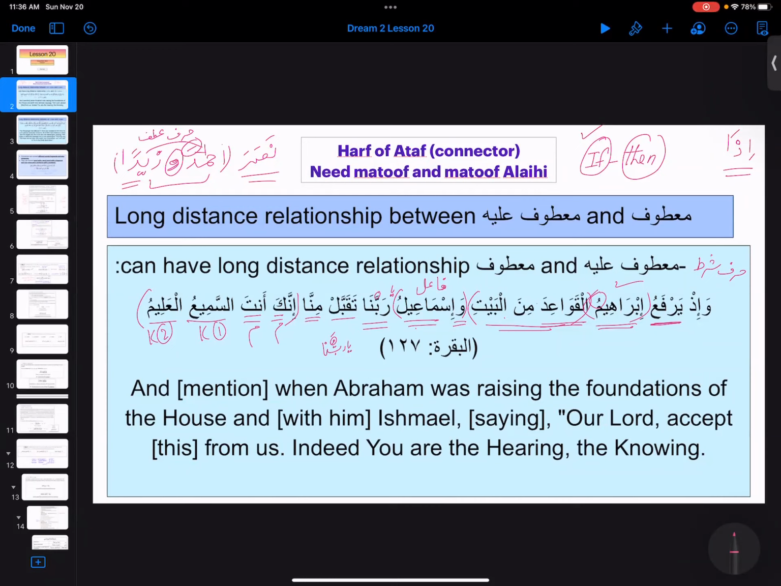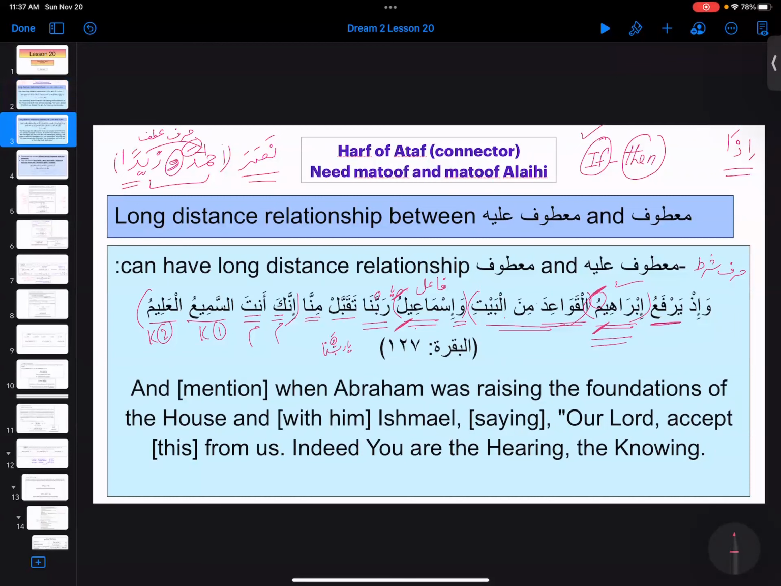And matuf and matufun alayh, when they are one word, then we are going to look at their status. They should match in status. If Ibrahimu is Rafa, then Ismailu, if it is matuf, will be with the Dhamma. If it is Ibrahima, then it would be Ismaila, right? If it was Ibrahimi, then it would be Ismaili. So they follow each other in status, if they are one word. But they can even be not one word, they can be a fragment. So a fragment can follow another fragment.